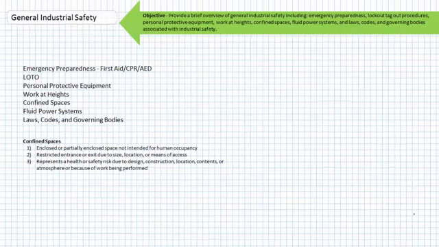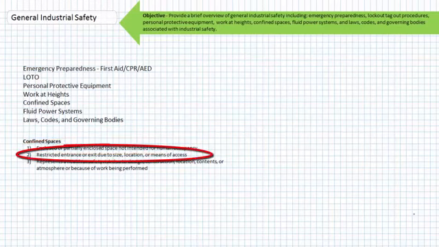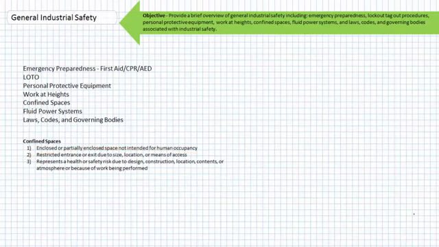A confined space is recognizable as one that: 1. Is an enclosed or partially enclosed space not intended for human occupancy. 2. Has a restricted entrance or exit due to size or location or means of access. 3. Can represent a health or safety risk due to its design, construction, location, contents, or atmosphere, or because of the work that is being performed. An example of a confined space would be a manhole, a tank, or a vault.